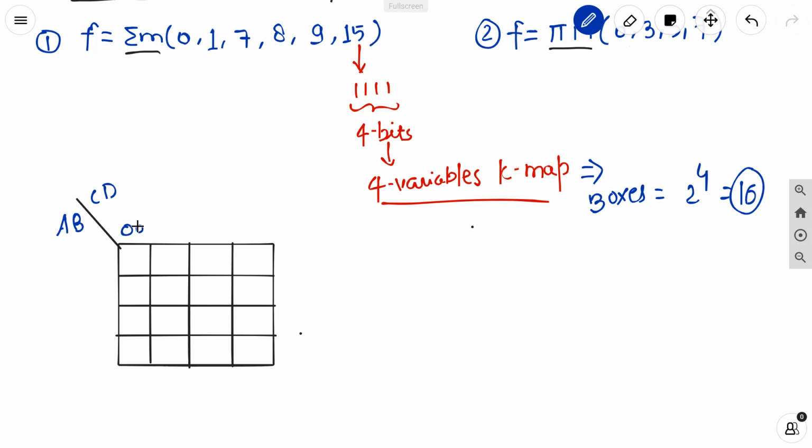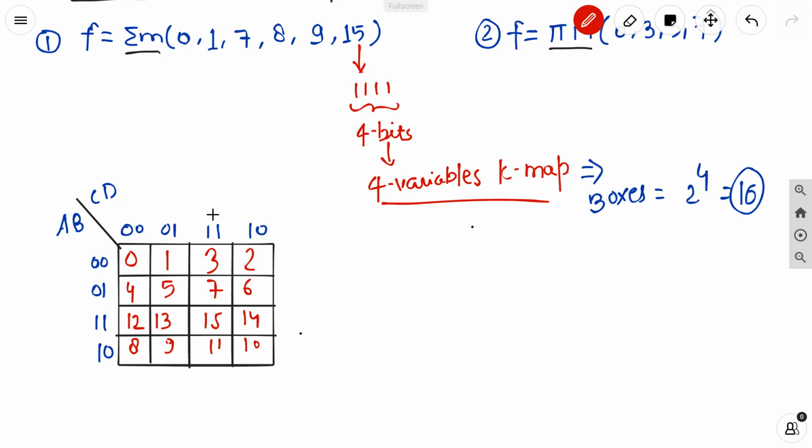For this, the labels are 0, 0, 0, 1, 1, 1, 1, 0, and the same 0, 0, 0, 1, 1, 1, 1, 0 for the other axis. If I do the numbering of the boxes, accordingly you can do the numbering here. The boxes are 0, 1, 2, 3, 4, 5, 6, 7, 8, 9, 10, 11, 12, 13, 14, and 15. So this is the numbering of the boxes.